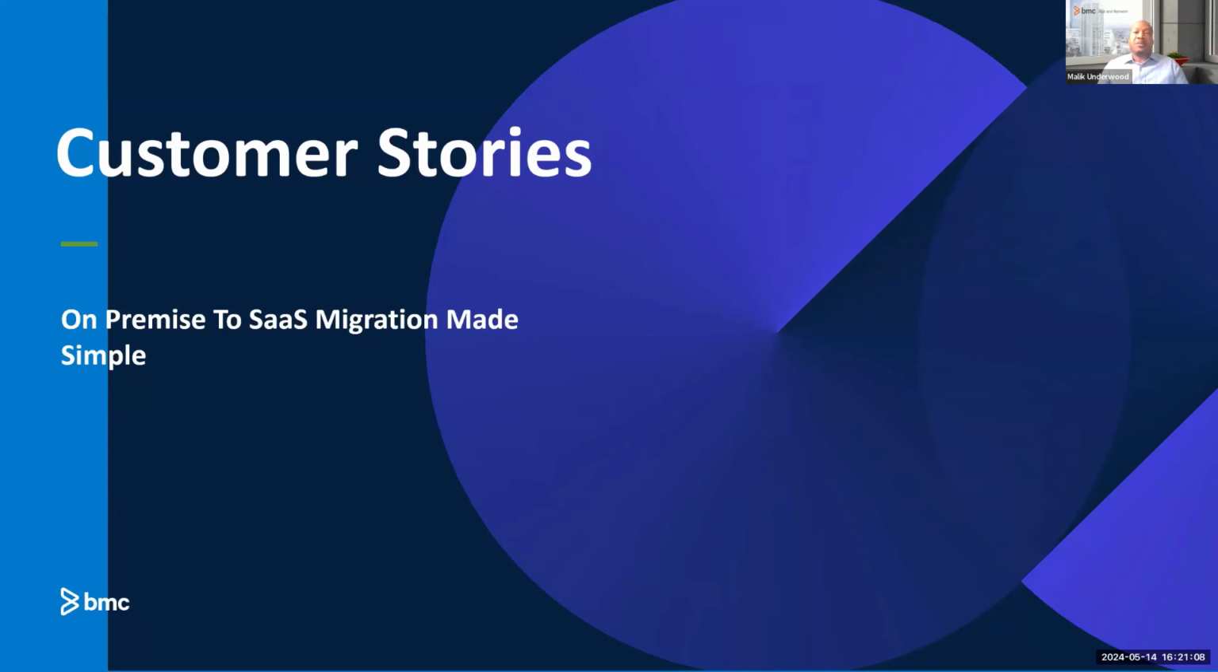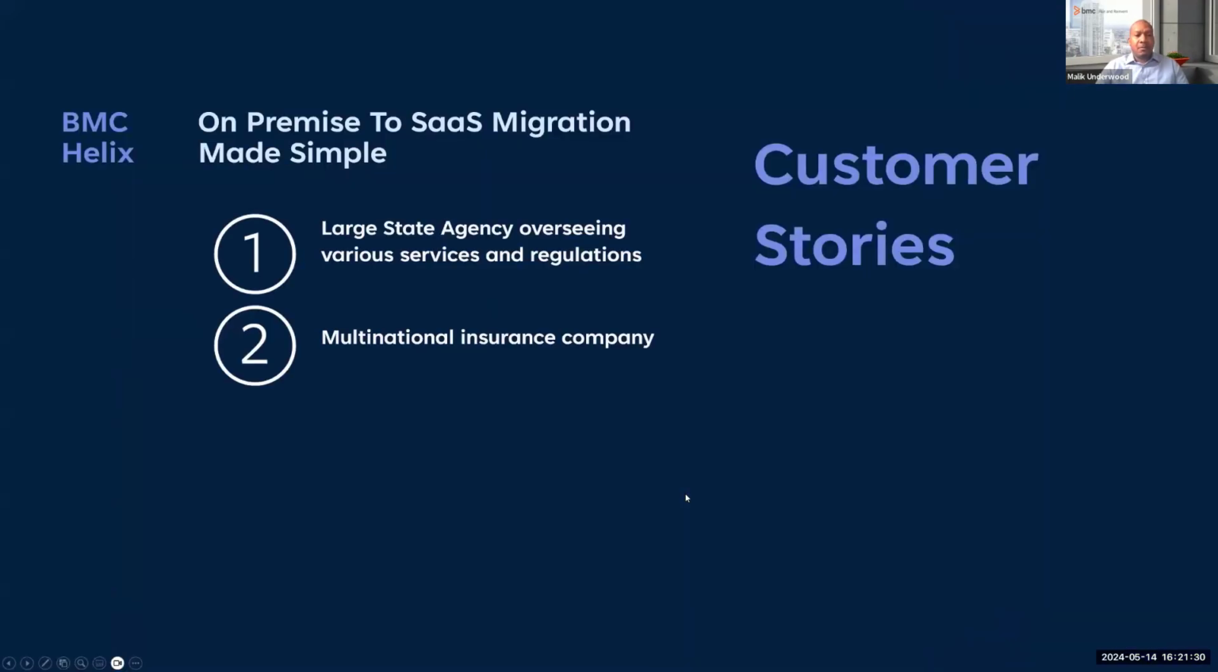Many different customers have different goals when it comes to Helix. What we'll share with you is our first customer, which is a large state agency that oversees various services and regulations. And we will talk through their journey going to Helix and what that entailed. You can go ahead and move to the next slide, Sam. In this instance, we'll share 2 customer stories. One would be that large state agency. The other would be a multinational insurance agency. And we would like to talk through the overall migration process, but also each journey for each customer.